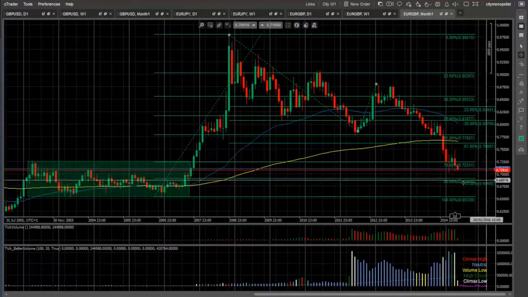So right where we sit here, I think there's some ratio confluence, and it's a good place to consider long positions. So let's see what happens, obviously, going forward.